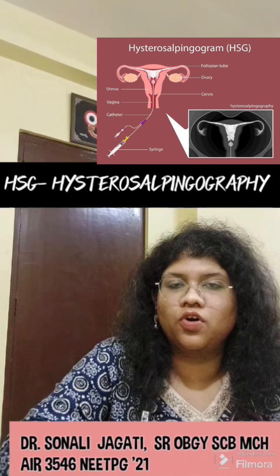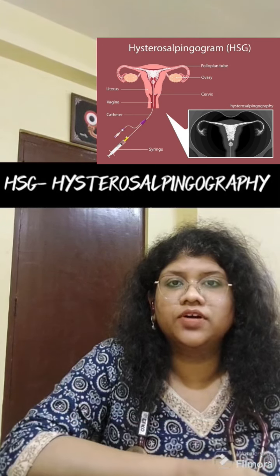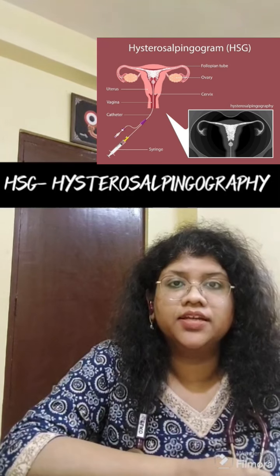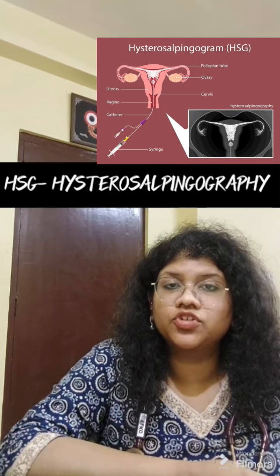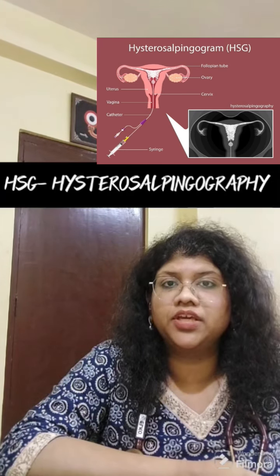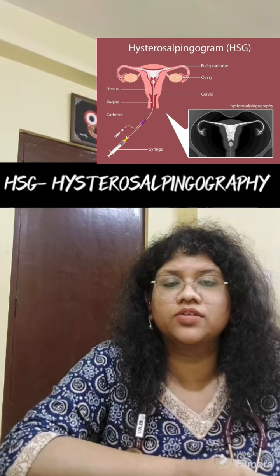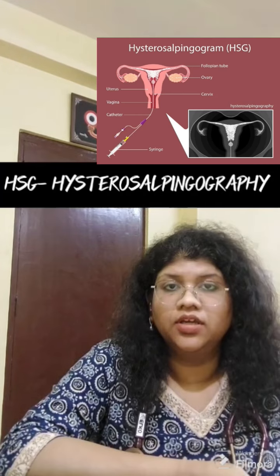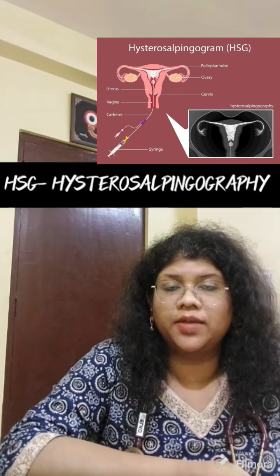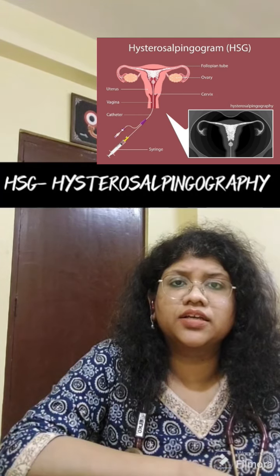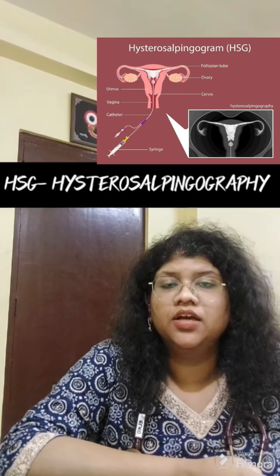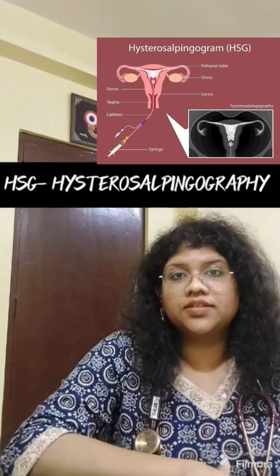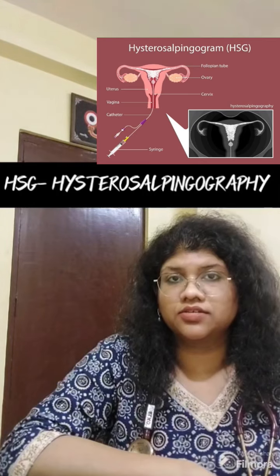What are the indications of HSG? Remember, first is to study the patency of the fallopian tube in case of infertility. Next is to study any structural anomalies in the uterus. It can be even a polyp, which may be causing menorrhagia or irregular bleeding, or it can be a fibroid, usually the submucosal fibroid. Then in case of any uterine anomalies like bicornuate or septate, and to study the tubal patency after a tuboplasty surgery.